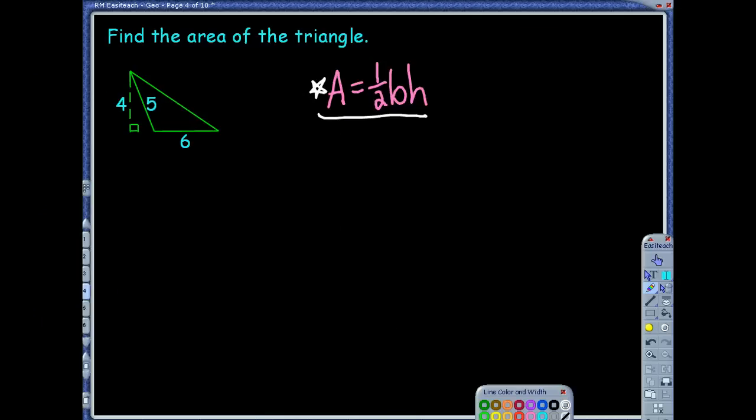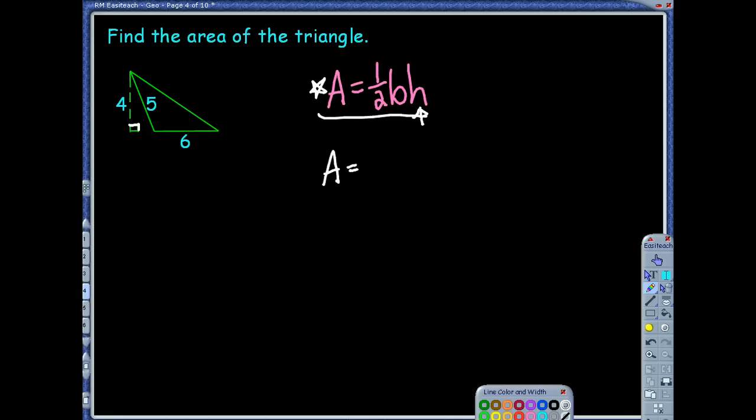Okay? So looking here, the important thing we need to look for first is the height. Do you see a piece that is showing an altitude? Yes. That's 4. So 4 is the height. And we know that because it's perpendicular to the base. Now notice that it's kind of off to the side a little bit, but that's okay. If I continued that line where the base is on, it would be perpendicular to that line. So there's my height.